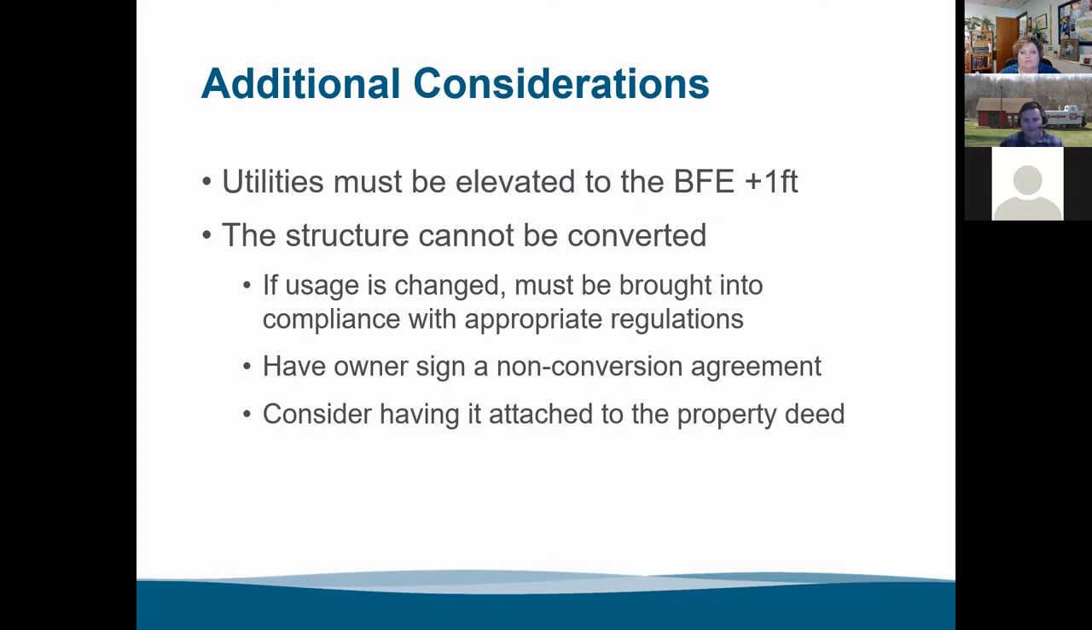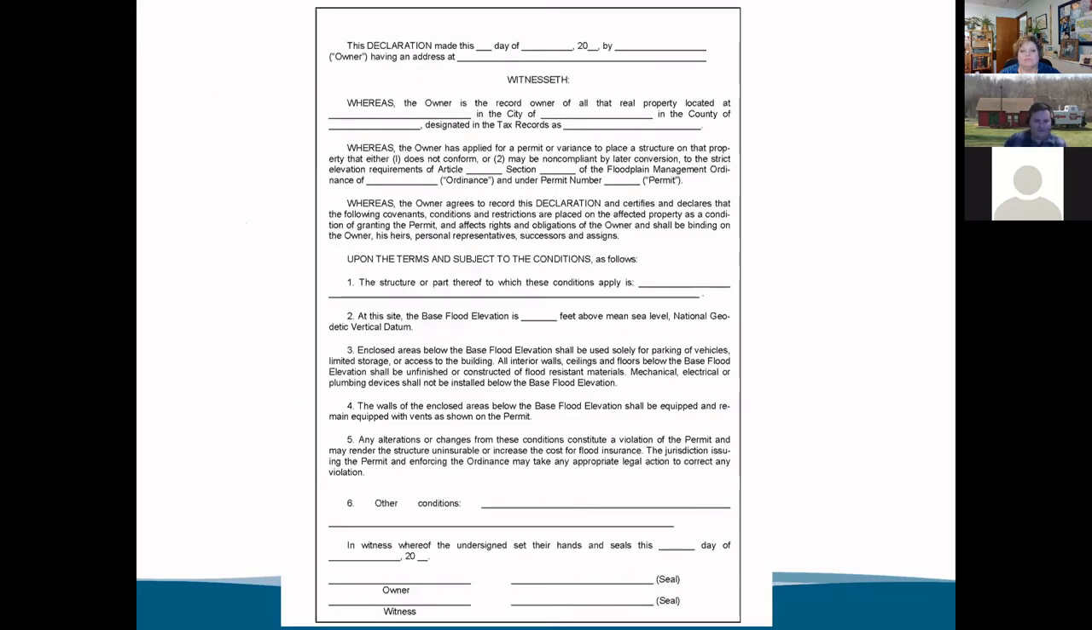So instead of meeting that later on, you want to have them sign a non-conversion agreement and consider having it attached to that property deed. It's just more protection for you. This is an example of what one might look like. I believe this is also contained in that guidance as well. However, I'm sure you can find a copy of your own somewhere. But this is essentially what it might look like.